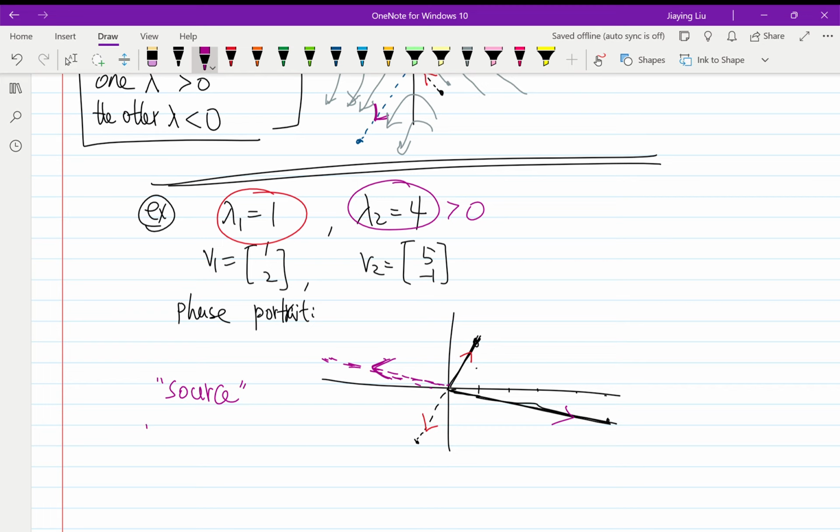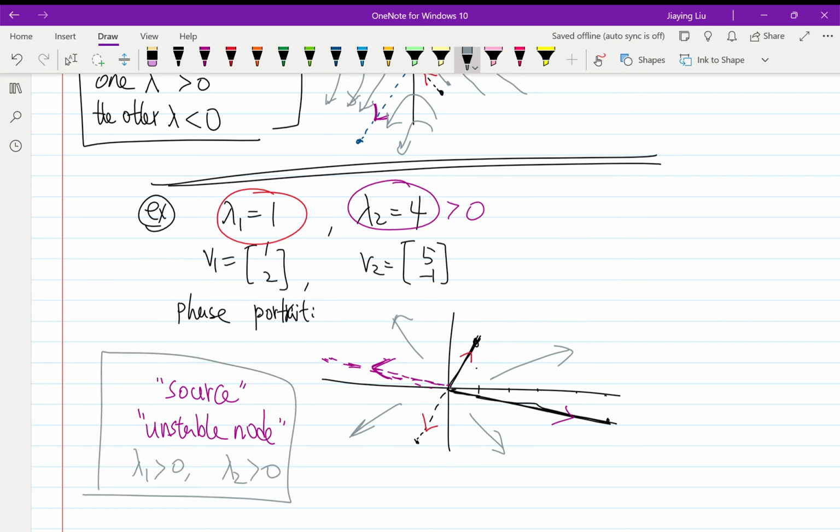And it's always going to be an unstable node, because anywhere near the origin, it's always going to move away from the origin following one of the directions. So the source is never stable, it's always unstable. The sink, on the other hand, is always a stable node. A source happens when lambda 1 is positive and lambda 2 is also positive, when both eigenvalues are positive.